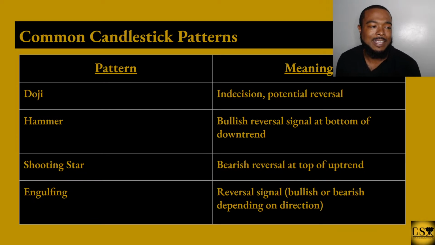So, common candlestick patterns. We got the doji. A doji candle is indecision with a potential reversal. That's how a doji candle is going to appear to you. You have a hammer candle, which is a bullish reversal signal at the bottom of a downtrend. You have a shooting star, which is a bearish reversal at the top of an uptrend.